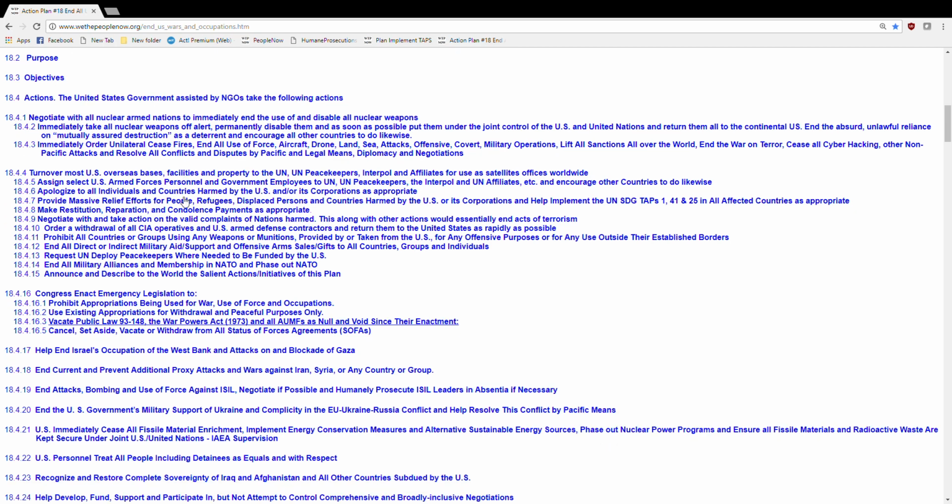And so here are some really important points. We would end all of combat operations. Now, there's a lot of other steps that go into this. Turn over most of the overseas bases and facilities property to the UN. The UN peacekeepers and Interpol, the international police, and affiliates, and they could use these offices to help implement the UN SDGs, and also, and we'll talk about it in a minute, enforce laws worldwide, not be a national government.